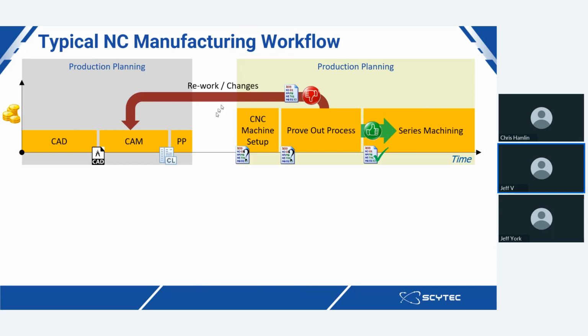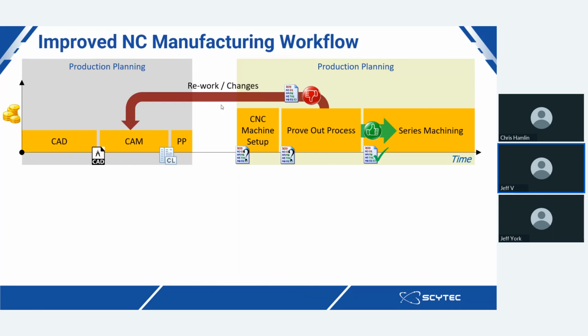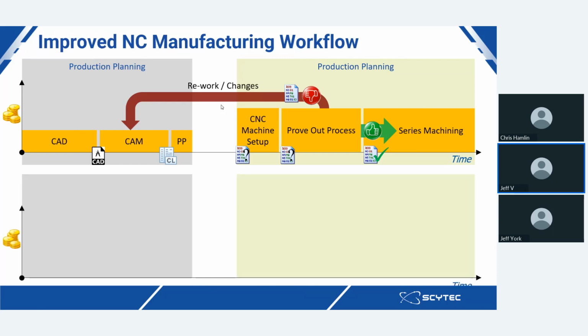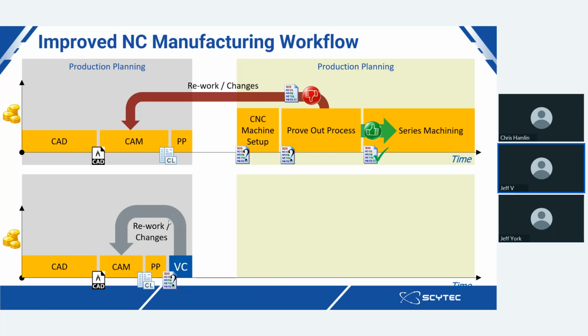Now, if we take a look at another workflow where we introduce VERICUT along with SciTech's DataXchange and these new modules that Jeff was talking about, CNC Machine Connect and CNC Pre-Check. We'll go through a very similar process here at the beginning, doing our work in the CAD and the CAM, and then we have a post processor. Now, before we get down to the shop floor, we run that NC program through VERICUT. If there's any rework that needs to be done, or if we see any issues, we do all of that on the planning side before we use up any valuable time down on the shop floor. So we go back to the CAM system and we work through any of those changes.